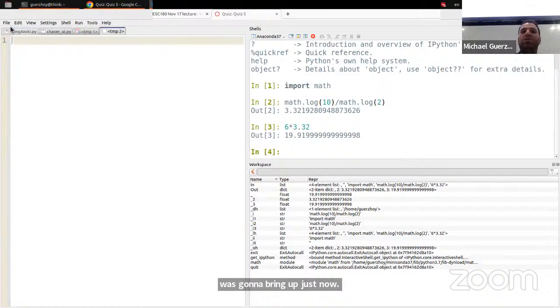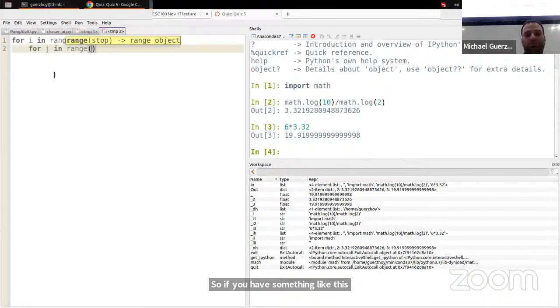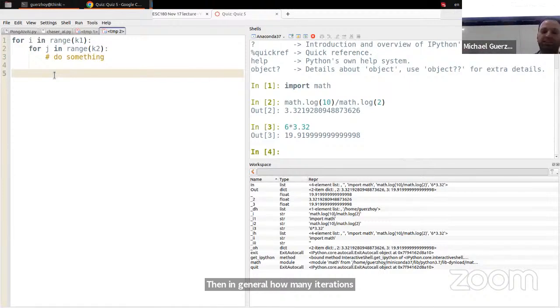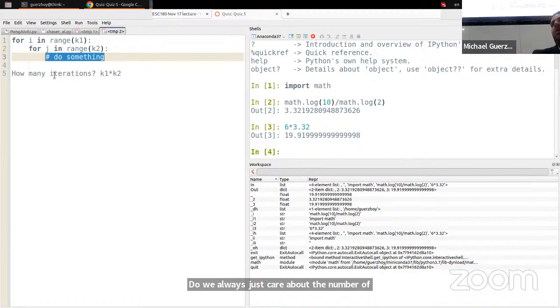Well, that's the other thing I was going to bring up just now. What do we care about when we are doing complexity analysis? Let's review quickly. If you have something like this, then in general, how many iterations? Well, that's easy, right? K1 times K2 iterations. Do we always just care about the number of iterations? Well, yes, as long as the something here takes constant time.